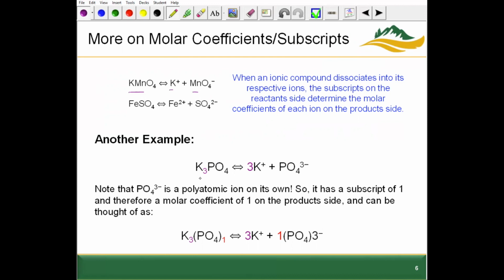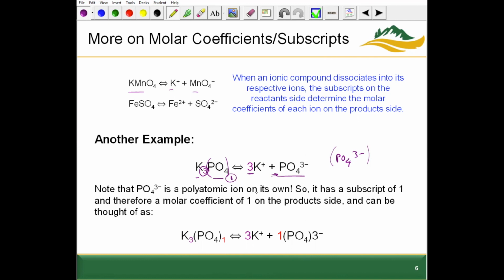So if we had K3PO4, or potassium phosphate, as this dissociates into ions, this 3 is the subscript here. So that 3 has to be the molar coefficient for these potassium ions. Then there's 1 mole of phosphate ions here because PO4 3-. This doesn't need a molar coefficient because this subscript is just an implied 1 here.